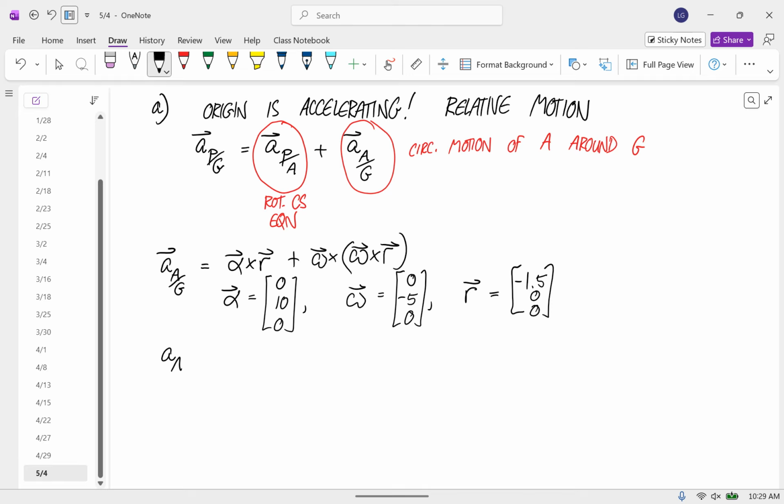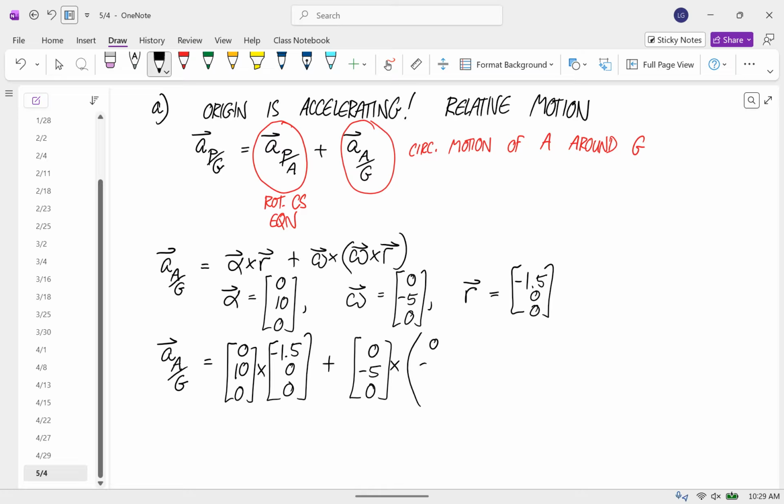So the acceleration of A relative to G is equal to 0, 10, 0, crossed with -1.5, 0, 0, plus 0, -5, 0, crossed with the quantity 0, -5, 0, cross -1.5, 0, 0.